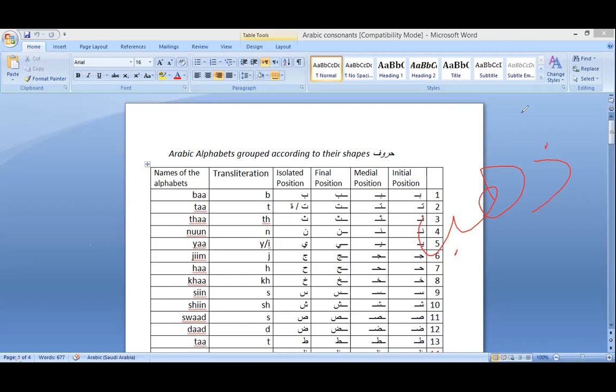The ya and the alif and the waw in Arabic, they represent vowels sometimes. For example, if you are to say your name like city, the ya sometimes represents a vowel called kasra, which is e, and that one we will discuss in our next class. So you have two options.